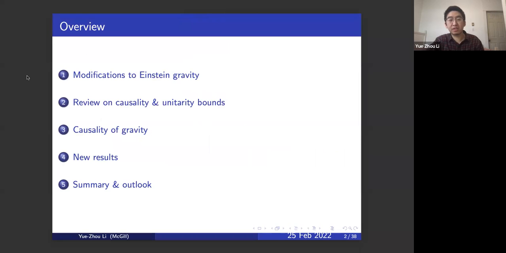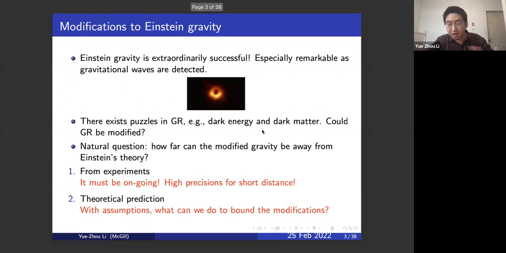So this presentation will go in several parts. First, I'm gonna briefly introduce what we mean by modifications to Einstein gravity. And then I'm gonna review a little bit what is meant by causality and unitarity bounds of effective field theory. Then I'm gonna introduce our understanding of causality of gravity, and in the end present some new results and some summary and outlook for future directions. If you have any question, please just ask, interrupt me.